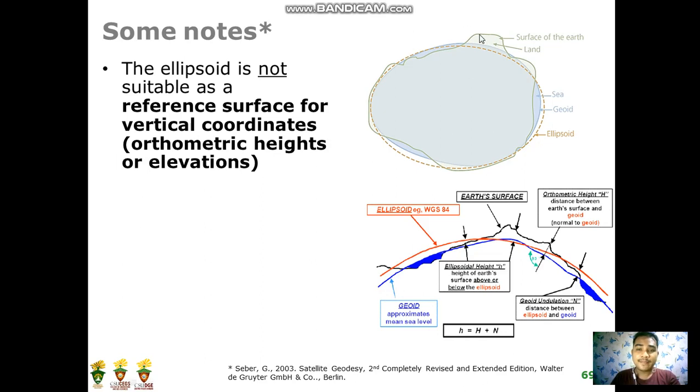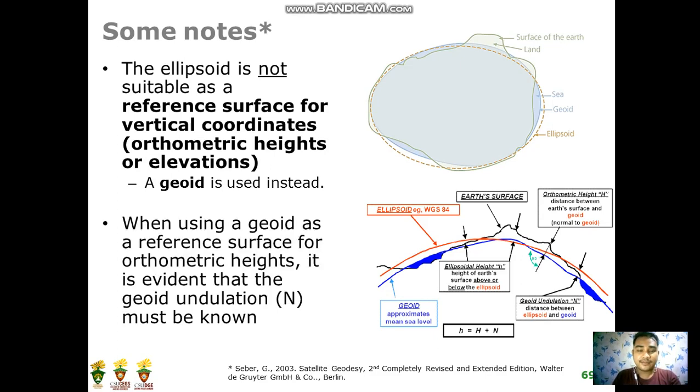And we all know that the surface of the Earth is irregular. It goes below the ellipsoid, but in other places it rises above the ellipsoid. So the surface we use is the geoid. A geoid is used instead for vertical coordinates. And when using a geoid as a reference surface for orthometric heights, it is evident that the geoid undulation must be known.